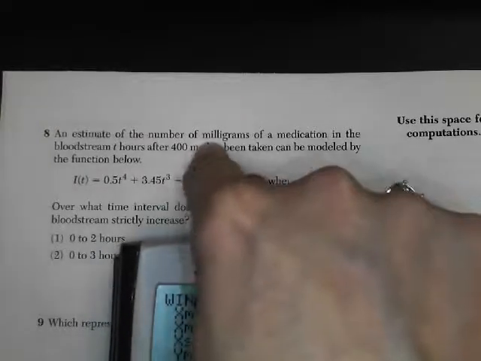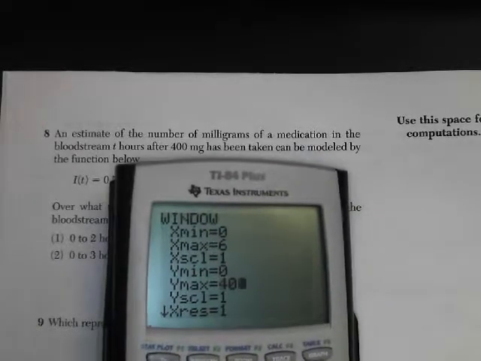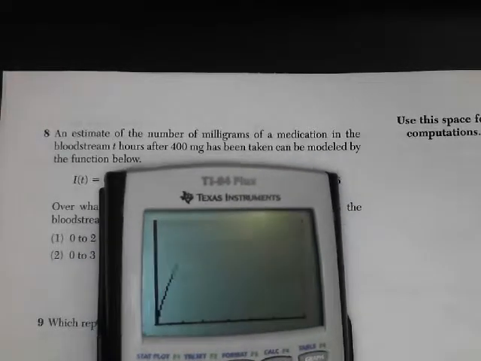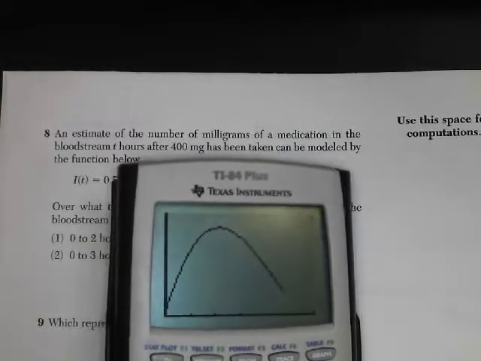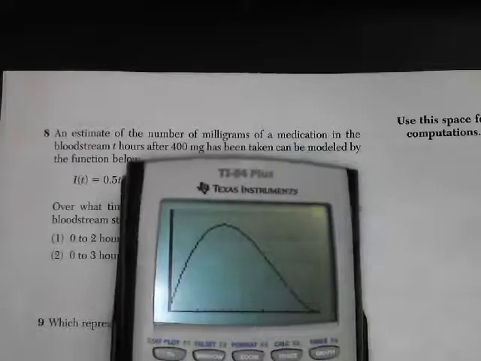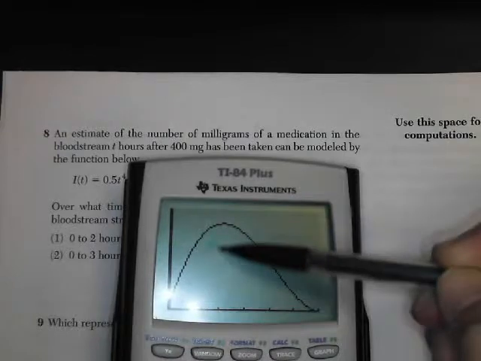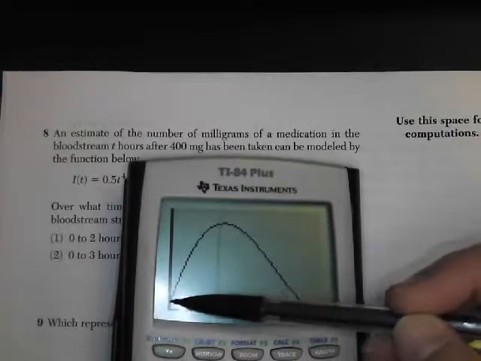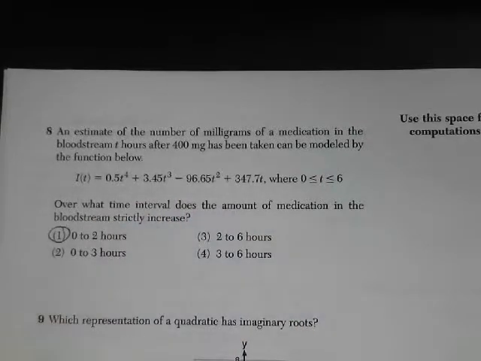So in our window, we're going from a time of 0 hours to 6 hours, and we're talking about how much of a 400 milligram sample is left. So 0 to 400 milligrams would be an appropriate y-axis, and we're looking for strictly increasing, which is from here to here it's increasing. And that's at 2 when that stops increasing. So it increases from 0 to 2, and that's just knowing how to look at a graph and understand features of the graph.